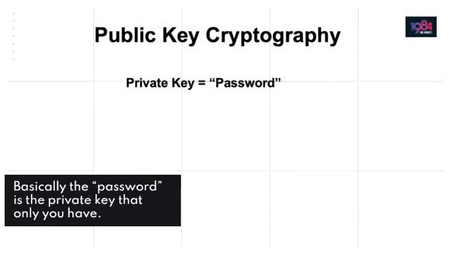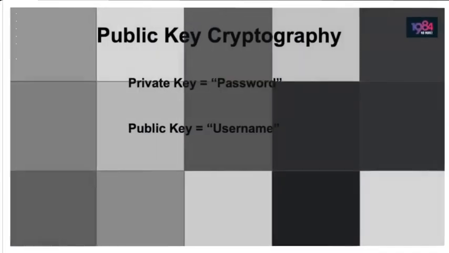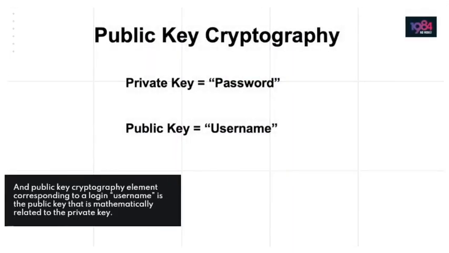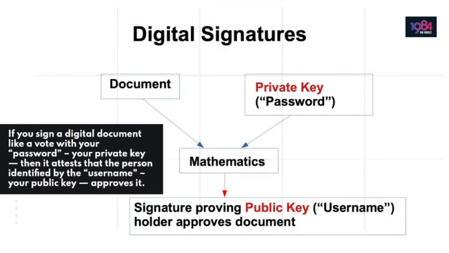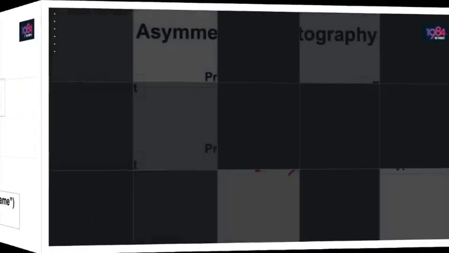Basically, the password is the private key that only you have. And the public key cryptography element corresponding to a login username is the public key that is mathematically related to the private key. If you sign a digital document like a vote with your password, your private key, then it attests that the person identified by the username, your public key, approves it.